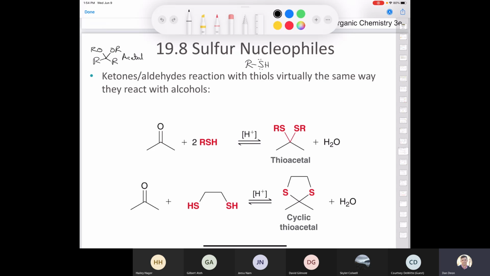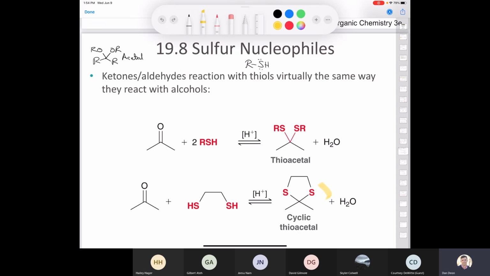So a thioacetal. Now, you remembered that one of the alcohols that we used was a diol. We used ethylene glycol like this. So if you replace that, we get 1,2-ethanedithiol, which is this compound here. In that case, you can make a cyclic thioacetal. And we looked at cyclic acetals as well.